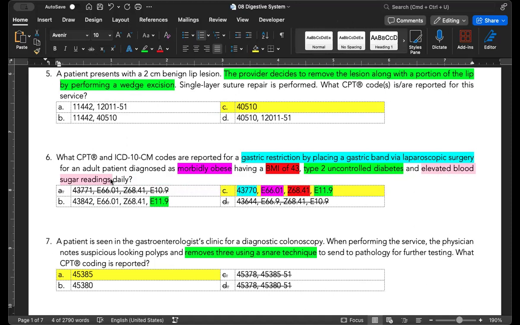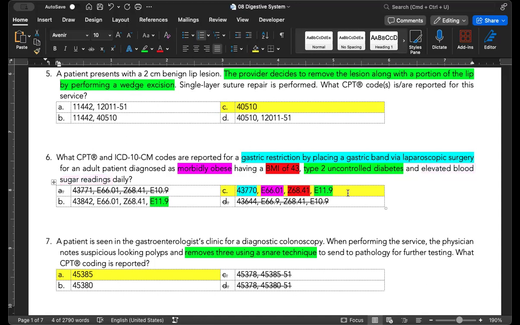E11.65. Okay. So that's why I was saying from a real world perspective, if they tell us that it is uncontrolled and there are elevated blood sugar readings, it should be E11.65 instead of E11.9. But from a testing perspective, if they don't give you the E11.65, then just go with what is the closest. Because that's what the guidelines tell you, and you go by what the guidelines say.